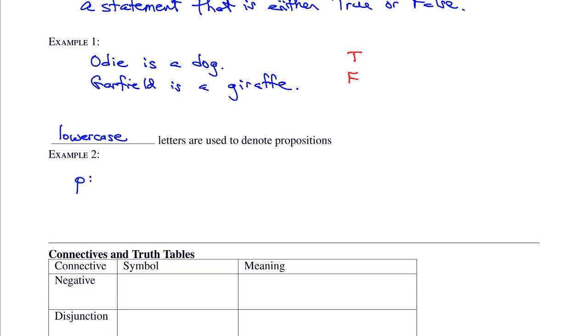So the proposition little p right here would be, maybe, Odie is a dog. So that proposition would be little p. And you can make up one for the other one as well. All right.